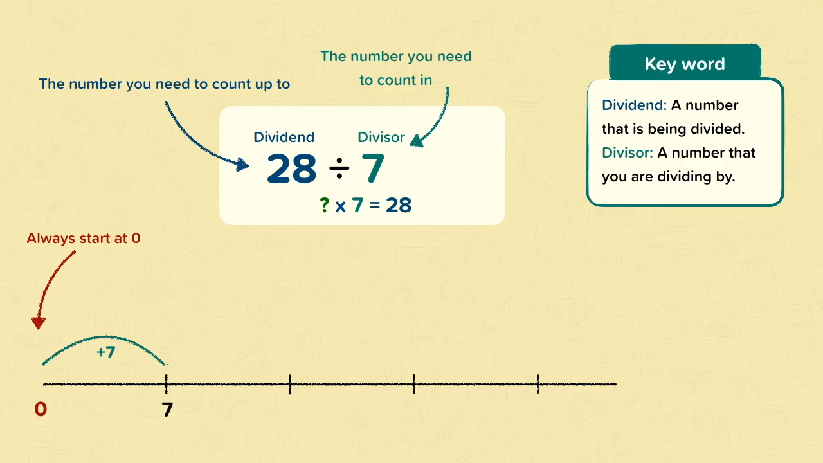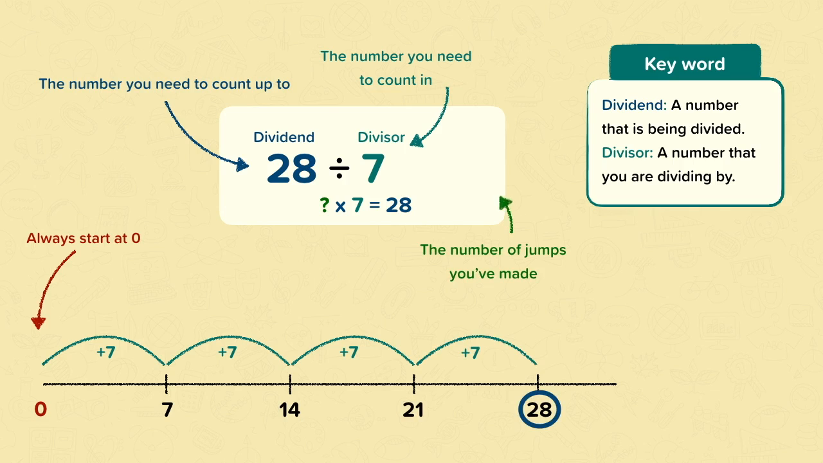So we've got 7, 14, 21, and 28. And then we count the number of jumps that we've made. And this will be our answer. So we've got 4 lots of 7 make up 28. So 28 divided by 7 equals 4.